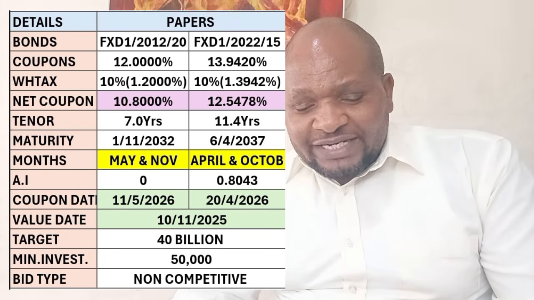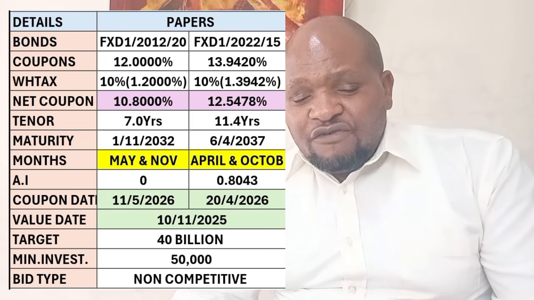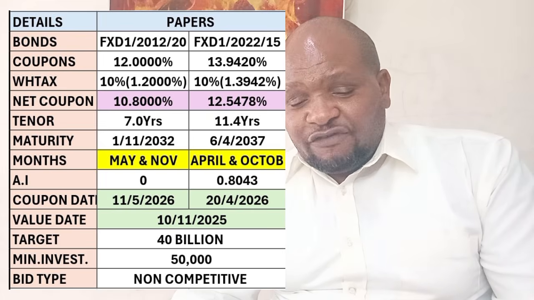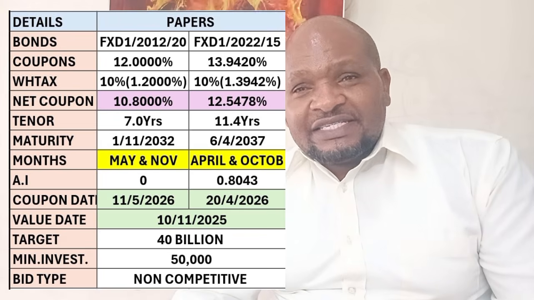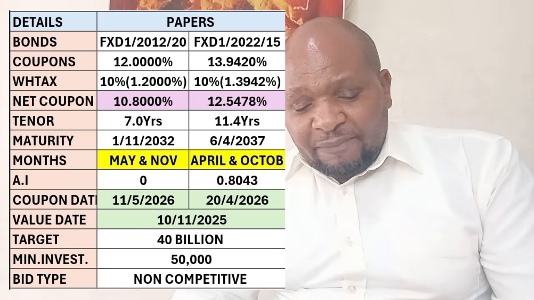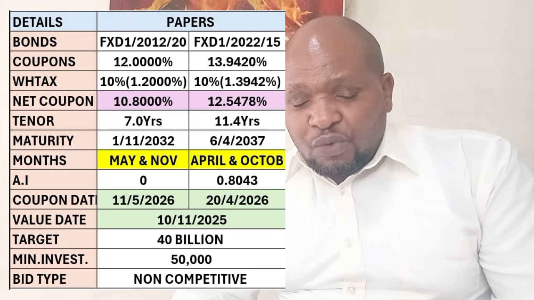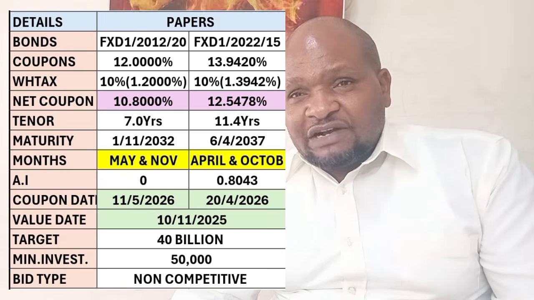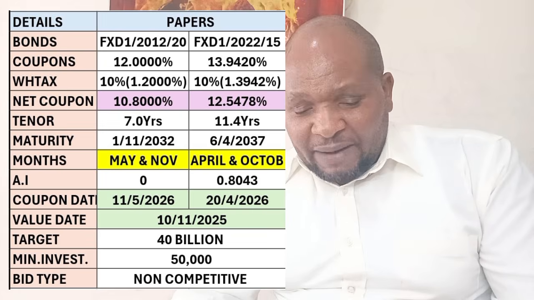Maturity period or the redemption dates for these two papers is 1st November 2032 for the FXD1 2012-20 and 6th April 2037 for the FXD1 2022-15. That points to the important months relating to these two papers, where the coupon for the shorter paper will be paid out in the months of May and November, while the longer paper will be paying us coupons in the month of April and October. And those periods are very important for those who are seeking for papers for income distribution or laddering purposes.